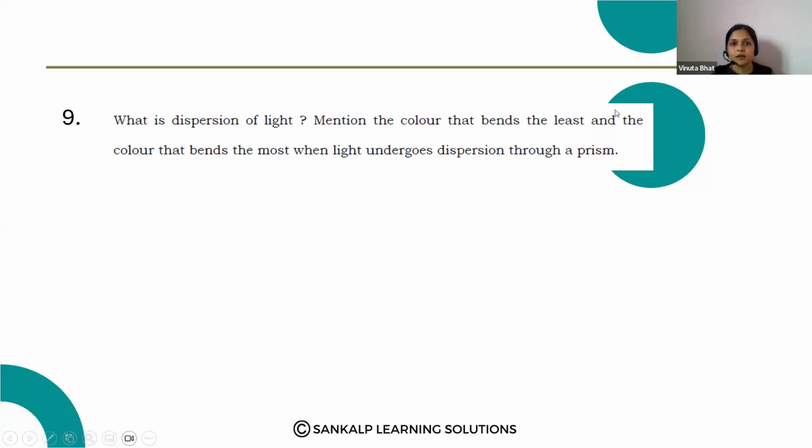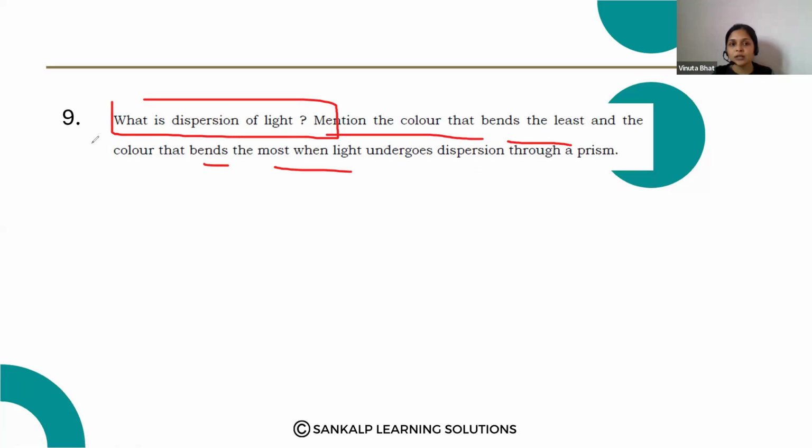Next question. What is dispersion of light? Mention the colors that bend the least and the colors that bend the most when the light undergoes dispersion through the prism. Here, what is dispersion of light? This is a 1 mark question, and mention the colors that bend the least and which bends the most. So that is 1 mark, so in total it will be a 2 mark question.